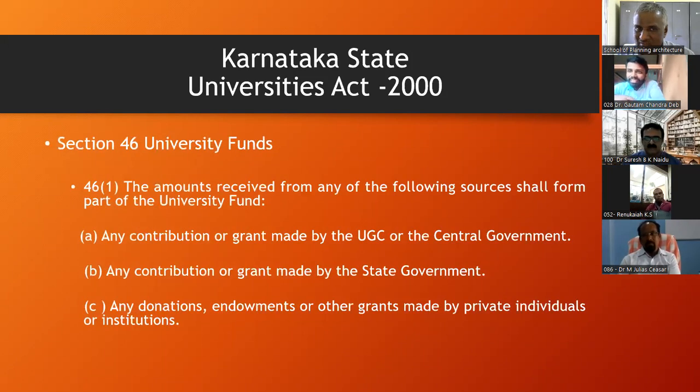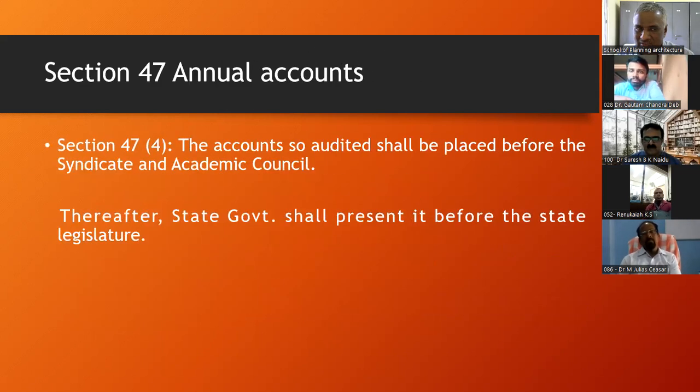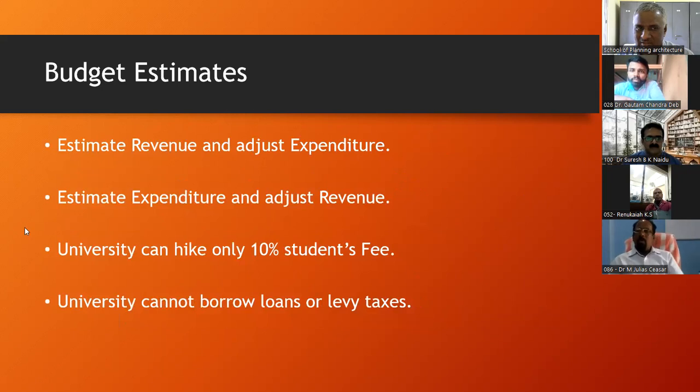I showed here at the very beginning, university budgets. I have written three or four items. Estimate revenue and adjust expenditure, the first one. Estimate expenditure and adjust revenue, the second one, is not possible for universities. For government, it is possible. They increase the tax, they borrow money. You know, the state government has borrowed 1.4 lakh crore debt. But universities cannot borrow money. Therefore, estimate your revenue, adjust your expenditure. This is the basic principle of preparation of a budget. Okay, sir. Thank you, sir.